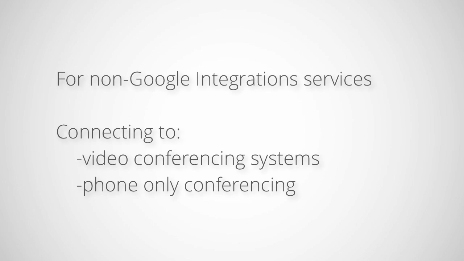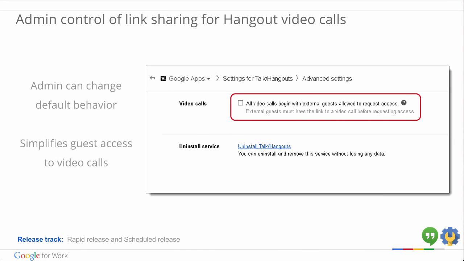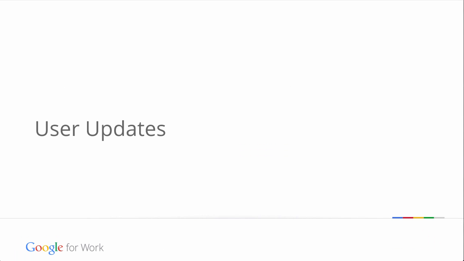It also provides the best experience when using non-Google integration services to connect to other video conferencing systems or to phone-only conference calls, extending the reach of Hangout video calls for your business. To request access to join a Google Hangouts video call, all guests must be signed into a Google account, such as Gmail. It's important to note this is a company-wide setting, so it'll apply across all users across all organizations.